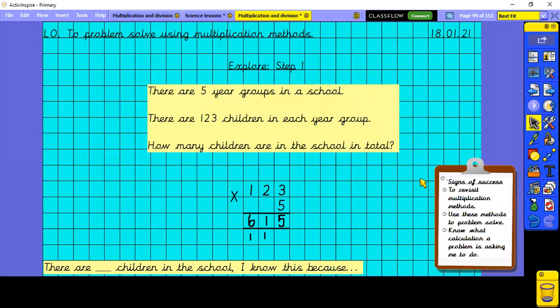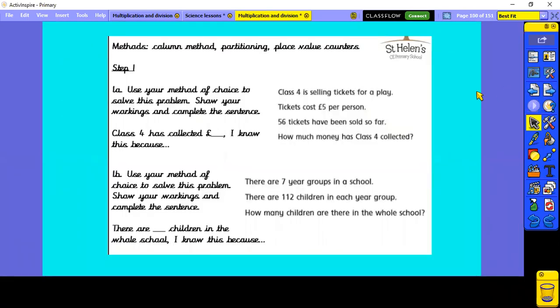So as you can see here, I've picked out the key information and multiplied the numbers together to get our product. Okay, Year 5, so that was the step 1 input, and now I'd like you to pause the video and have a go yourselves at doing step 1 of the worksheet. And remember, when I say use your method of choice, these methods include the column method, partitioning, or the place value counters. So whichever you find easiest to use, pick that one. Okay, so pause the video and have a go at that in your books.